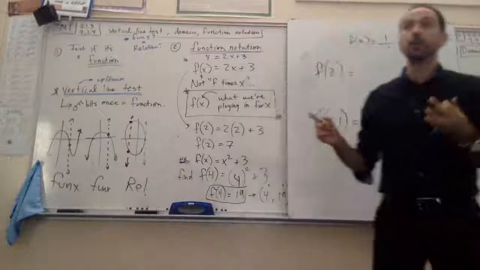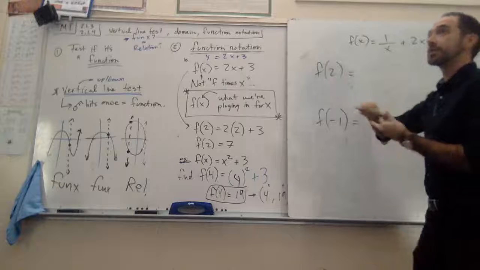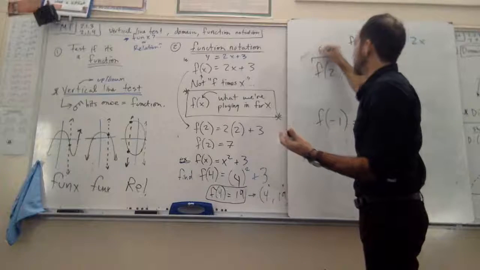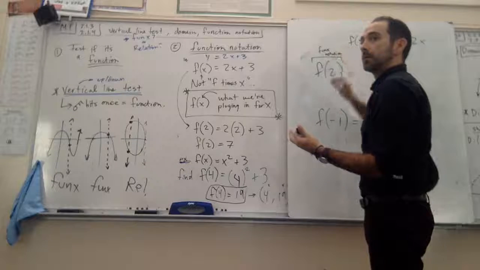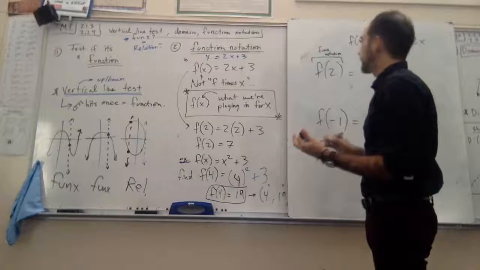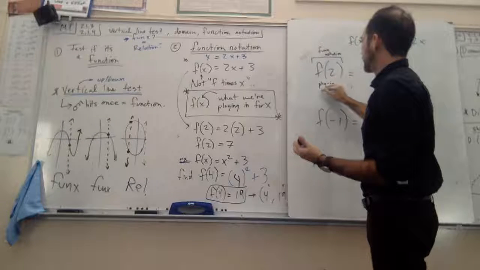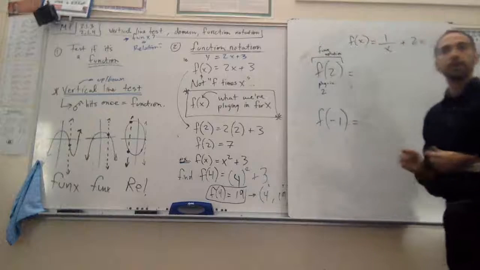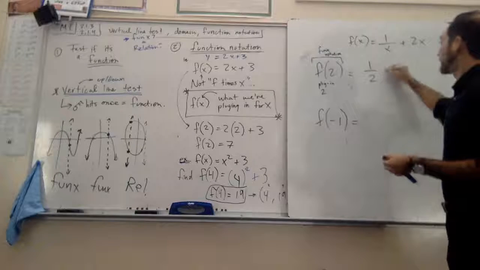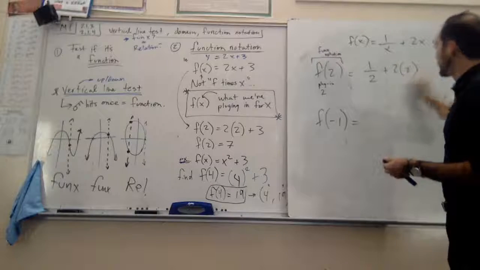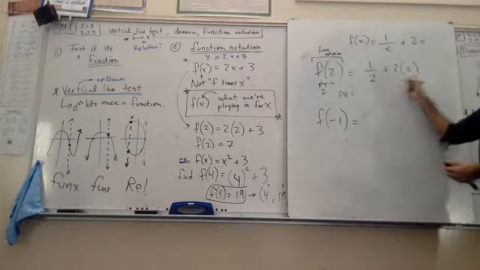Okay. So function notation. This is not f times x. This is just function notation. It helps me. Okay. So this just reminds me we're plugging in 2. So we're going to go with 1 over 2 plus 2 times 2. What do we get for this? We get f of 2 is equal to, what's this right here? 4, right?